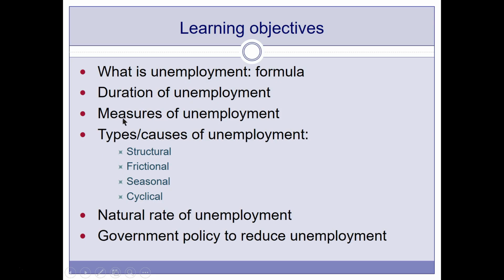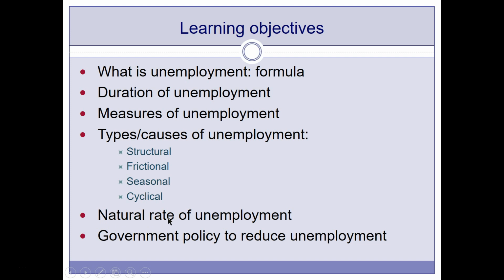And later we will focus on types or causes of unemployment. The thing is, people can be unemployed for a variety of reasons, which leads to different classification of unemployment into four main types. Then we will proceed to what is called the natural rate of unemployment.